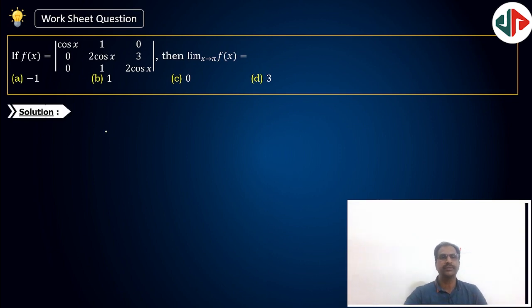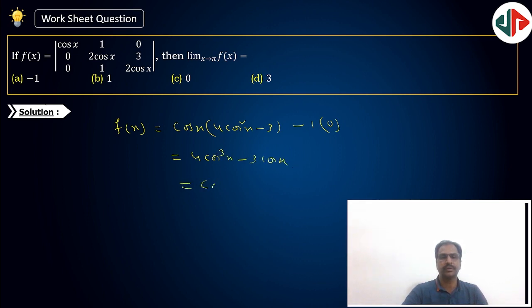Next, f of x is given. You have to find limit x tends to pi f of x. First expand the determinant. Then you get cos x into 4 cos square x minus 3 minus 1 into 0. So this is 4 cos cube x minus 3 cos x. This is the formula for cos 3x.